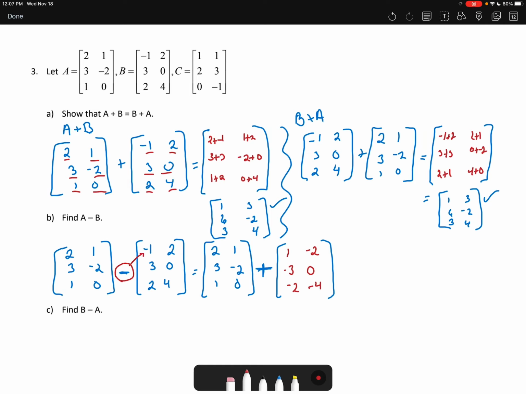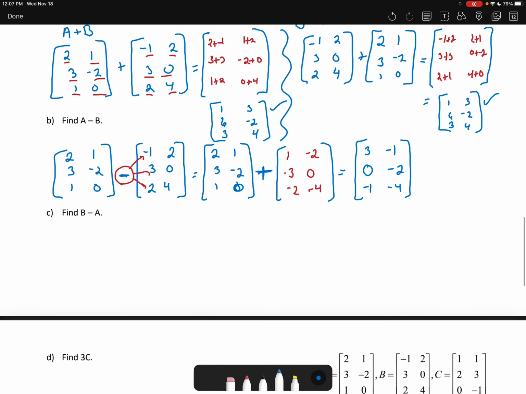So I applied the negative to a negative 1 and got a positive 1. Applied it to a 3 and got a negative 3. So you can see how that works. If I write it as an addition problem, it becomes a lot more straightforward to do. So now I can simply add the entries. 2 plus 1 is 3. 3 plus negative 3 is 0. 1 plus negative 2 is negative 1. 1 plus negative 2 is negative 1. Negative 2 plus 0 is negative 2. And that's a 0. 0 plus negative 4 is negative 4. Okay, so there we have A minus B.